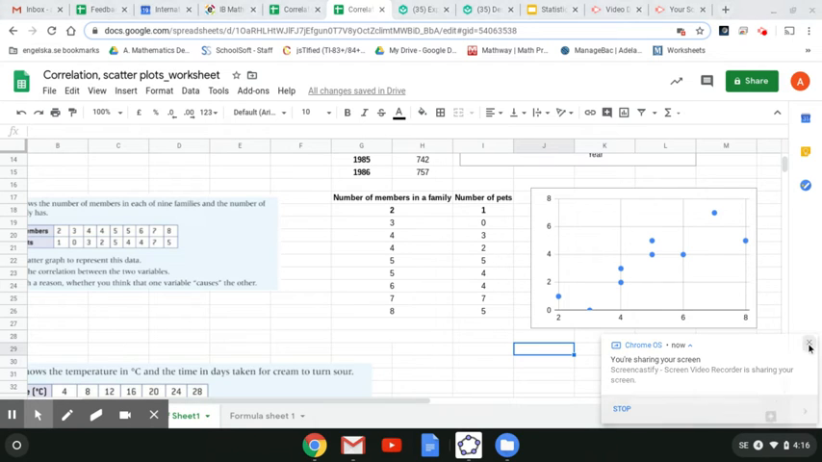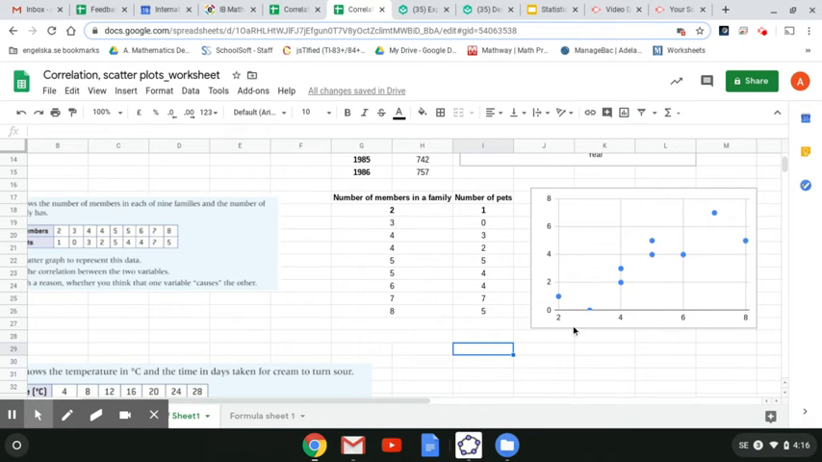So to go back to the previous example very quickly, with the number of members in the family and the number of pets, there is a trend. If I were to draw a line through these points or somehow model these points, it would be an increasing function. And increasing linear functions have positive slope. So that's why this correlation would be positive.